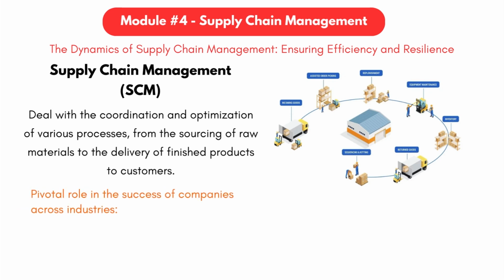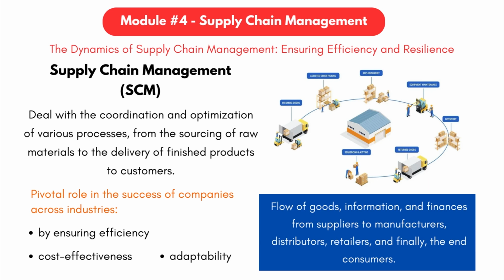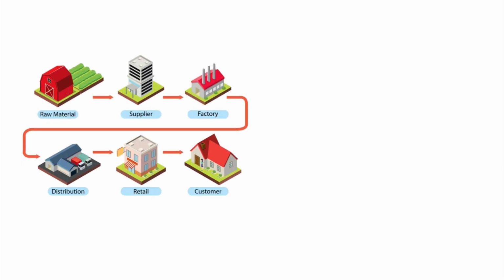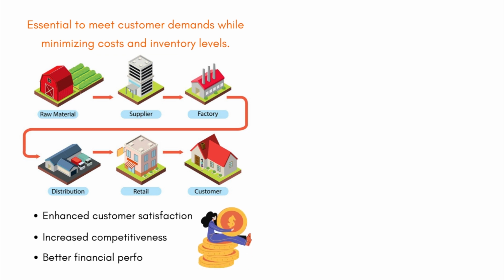It plays a pivotal role in the success of companies across industries by ensuring efficiency, cost-effectiveness, and adaptability in the face of dynamic market demands. Supply chain management encompasses the flow of goods, information, and finances from suppliers to manufacturers, distributors, retailers, and finally, the end consumers. It involves a network of interconnected entities, and efficient coordination among them is essential to meet customer demands while minimizing costs and inventory levels. A well-optimized supply chain can lead to enhanced customer satisfaction, increased competitiveness, and better financial performance.